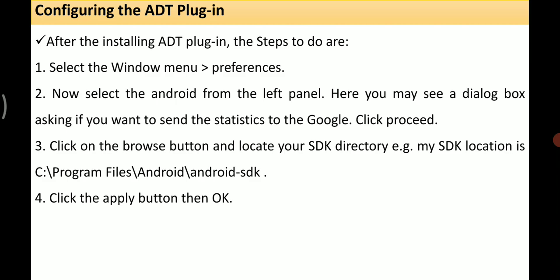Here you can see a dialog box asking if you want to send statistics to Google. There you have to click Proceed. Then click on the Browse button and locate the SDK directory. For example, our SDK location is in the C drive, Program Files, Android, android-sdk. If that is the location of the SDK, we locate this SDK directory, then click the Apply button and then click OK. So this is how we configure the ADT plugin.